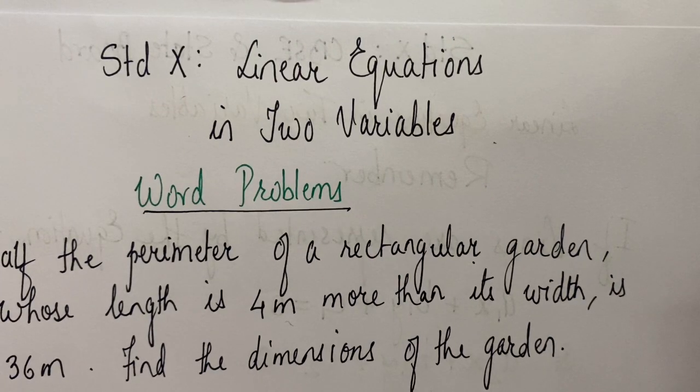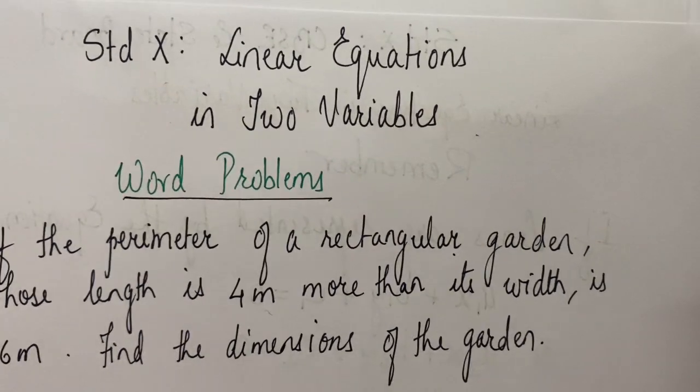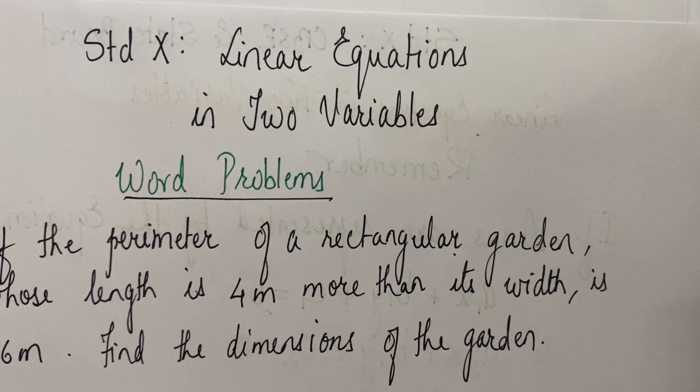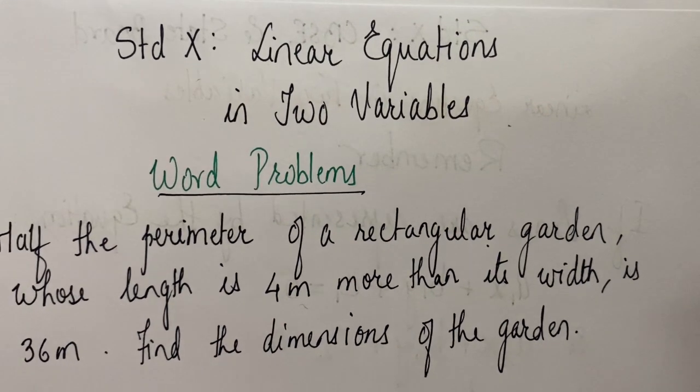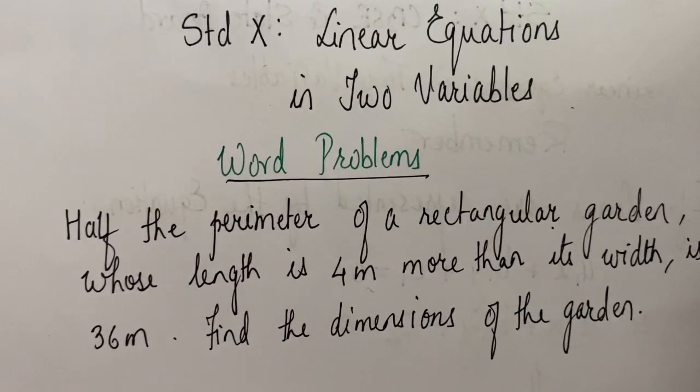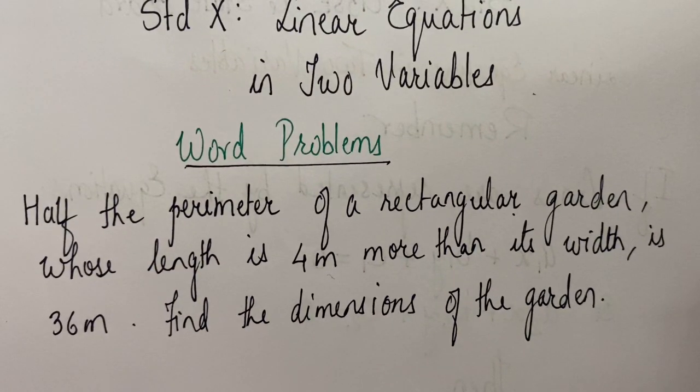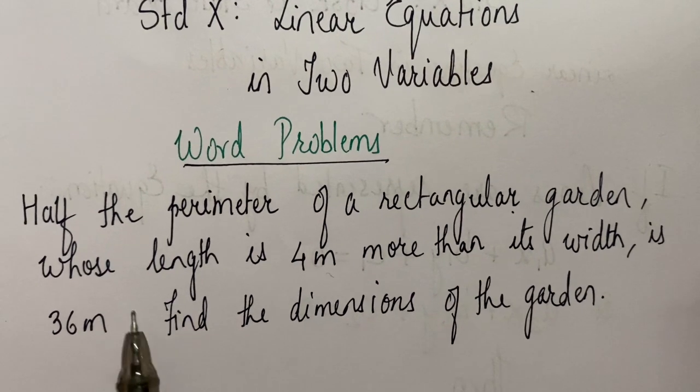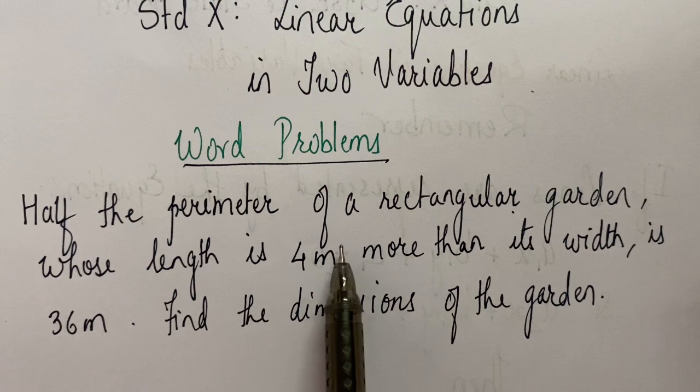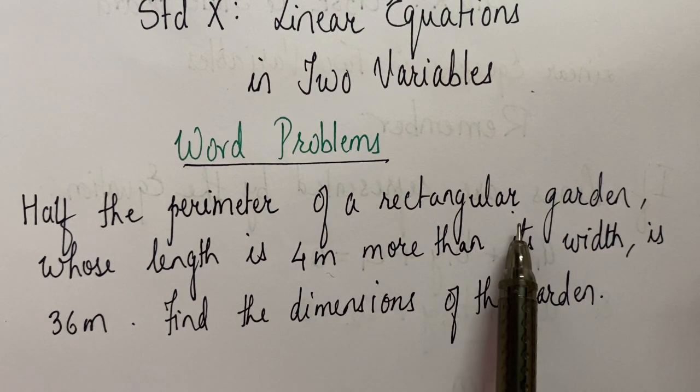Now we start to see word problems in linear equation in two variables. These problems are common for the CBSE and State Board, so both of you can have the benefit of these sums. Our first sum is half the perimeter of a rectangular garden.